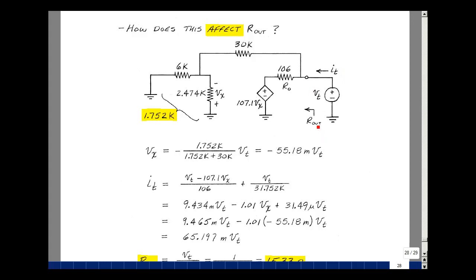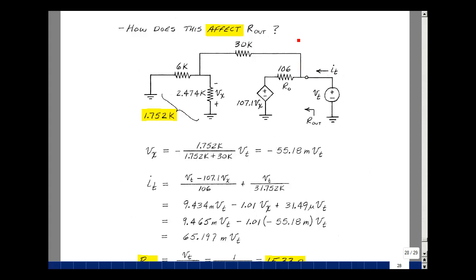Applying a voltage V test here, I'm going to have a voltage V sub x here with a voltage divider around this loop, which is going to be with this parallel combination of 6K with 2.474K, which is 1.752K, voltage divided with 30K. Because the plus sign is here and the minus sign is here, we're going to have a minus sign with this voltage divider. We get minus 55.18 milli times V sub test. That gives V sub x in terms of V test.